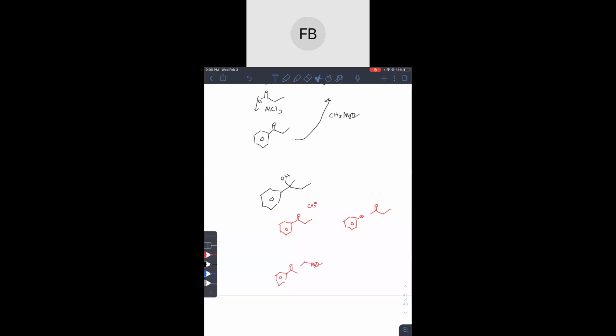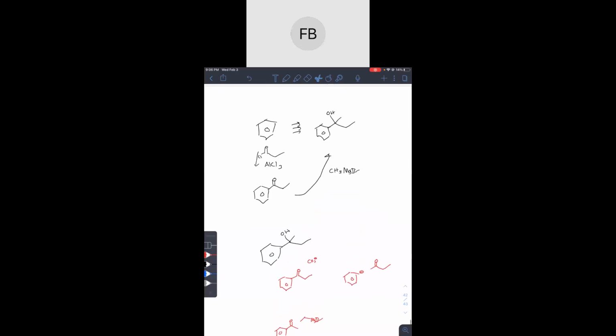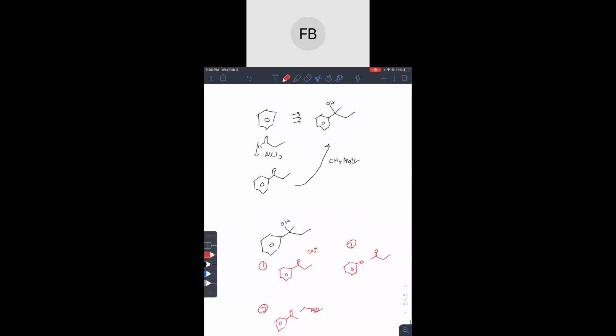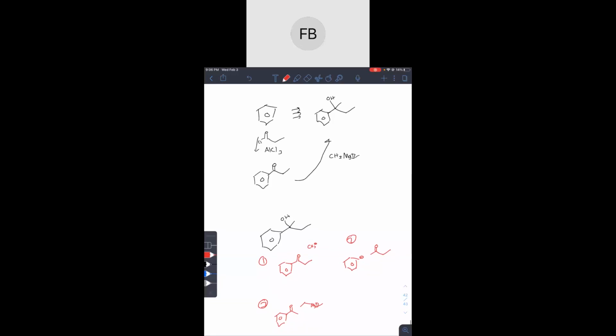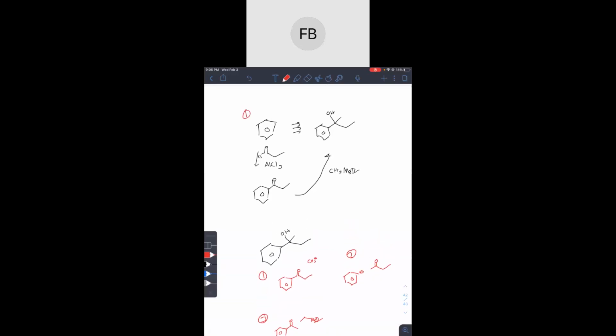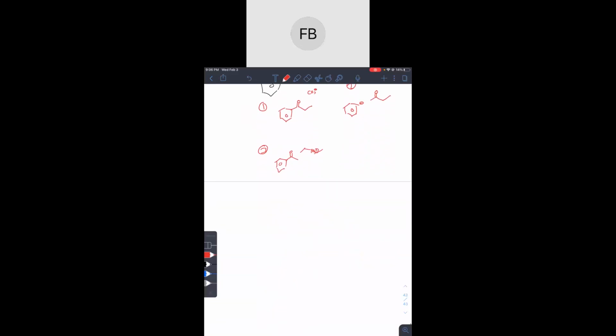So there's 3 pathways, and let's give them numbers. Let's call this one number 1, number 2, number 3. And what I did above is number 1. So let's just do number 2 real quick.